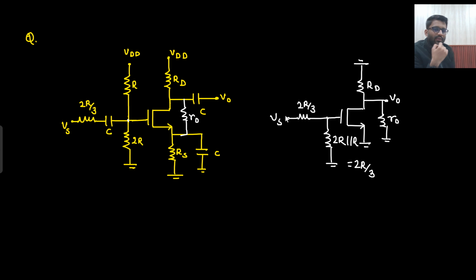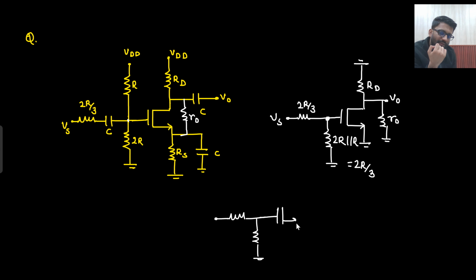So what I am saying here, this is my Vs. I need the potential here. If I need to write down the current in MOS, that means I need the potential here. So 2R parallel with R is 2R by 3. This is also 2R by 3. Basically, the equivalent circuit is 2R by 3.